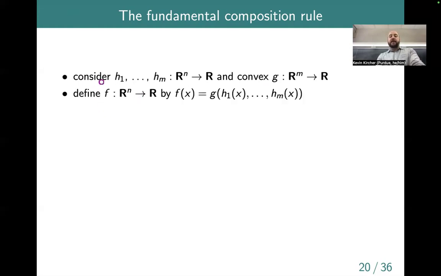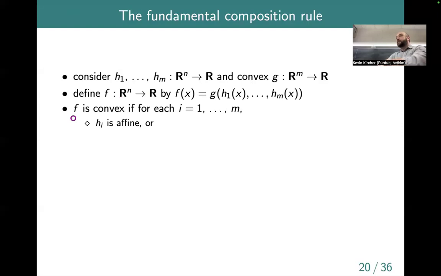And then let's define the function that we want to test for convexity. Let's define f as the composition g of the vector h1 of x through hm of x. So the first component that goes into the function g is just h1 of x, and so on down the line. Okay, then we get that f is convex, which is great, meaning we can plug it into a convex optimization solver and get globally optimal results in polynomial time. Wonderful, if we have several conditions here.